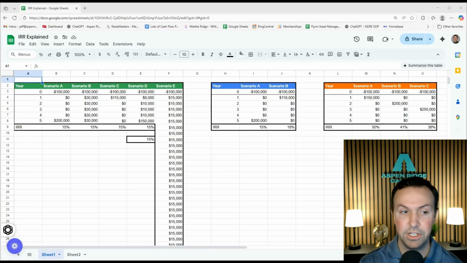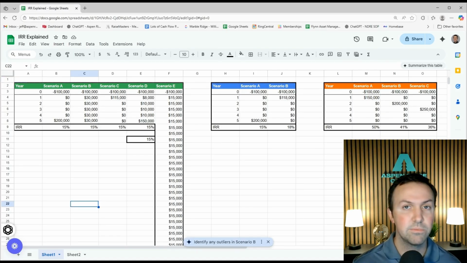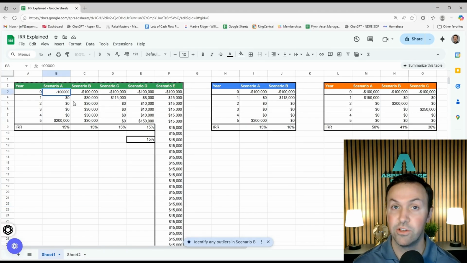Now, what we have on this sheet here is several different scenarios that I drew up, and I want to illustrate something interesting about how IRR works in the real world. To calculate IRR, it's really pretty simple if you have something like Excel or Google Sheets pulled up. All you have to do is make sure that your initial investment, which is a cash investment, is a negative number, and then all of your cash flows are positive numbers. Otherwise, your numbers won't work.